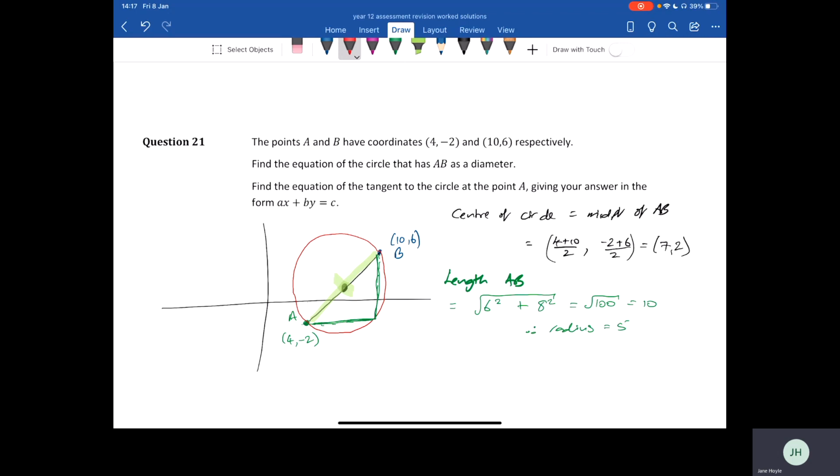And so we have now got our equation of a circle. So hence, the equation of the circle: the centre is at 7, 2. So that's going to get me to (x minus 7) squared plus (y minus 2) squared. And that's equal to the radius squared, which is 5 squared, which is my 25.